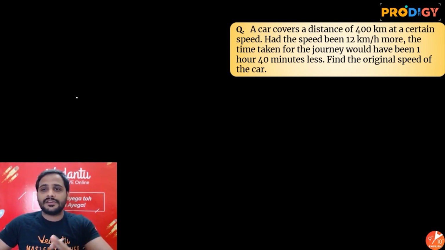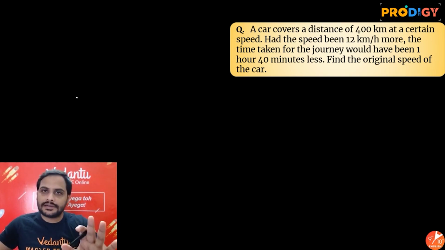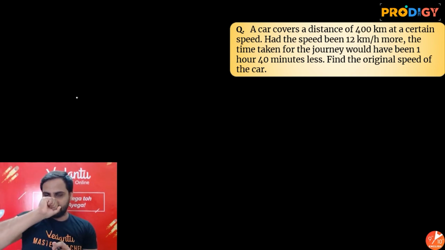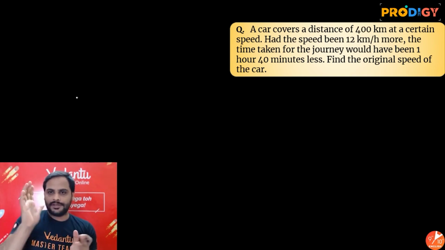A car covers a distance of 400 km at a certain speed. Had the speed been 12 km per hour more, the time taken for the journey would have been 1 hour 40 minutes less. Find the original speed of the car. Okay, this is the first reading. I tried to get the idea. At the end I saw I have to find out the original speed of the car, and some variation with the speed they have told. Okay, that I got.